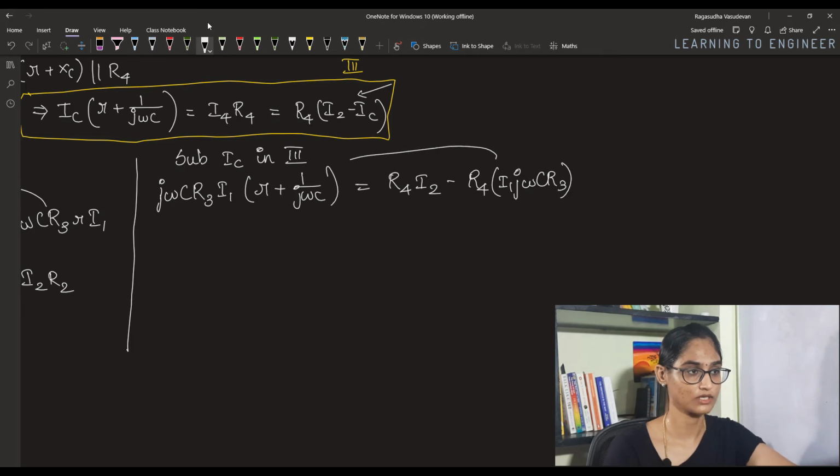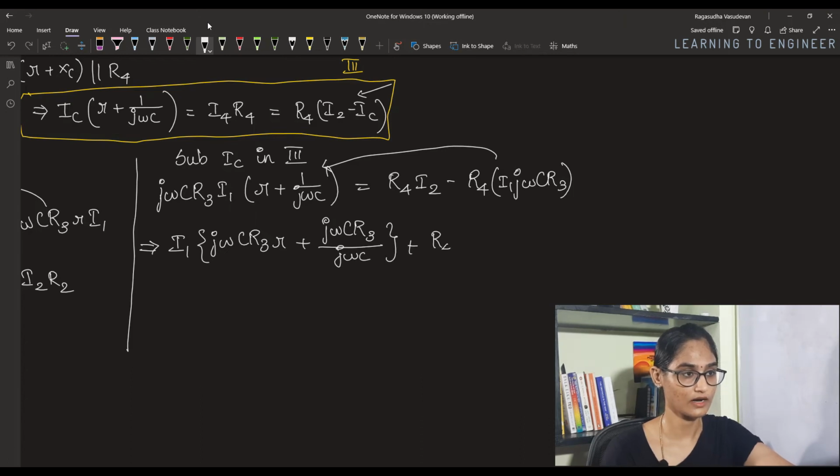I am just going to take the I1 term to the left side, just like how we did in the previous case. So this implies I1 into j omega C R3 into R plus j omega C R3 divided by j omega C plus R4 into I1 j omega C R3. So this is equal to R4 into I2.